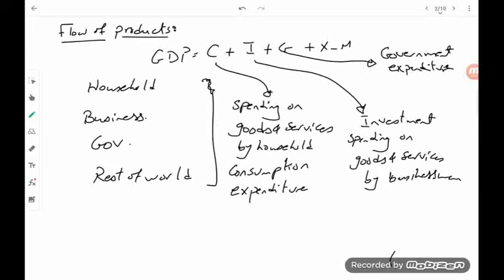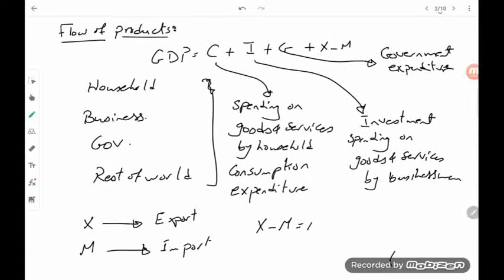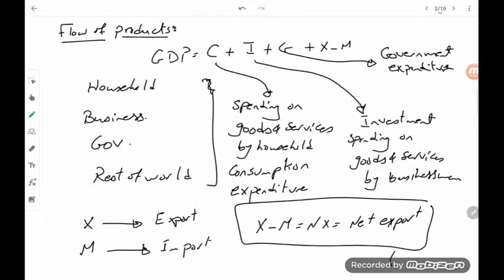What about X and M? X is export, which means selling of goods and services to the rest of the world, while M stands for imports, which means buying of goods and services from the rest of the world. X minus M is known as NX or net export. So GDP, according to flow of product approach, is measured as consumption expenditure plus investment expenditure plus government expenditure plus net exports, or X minus M, exports minus imports.